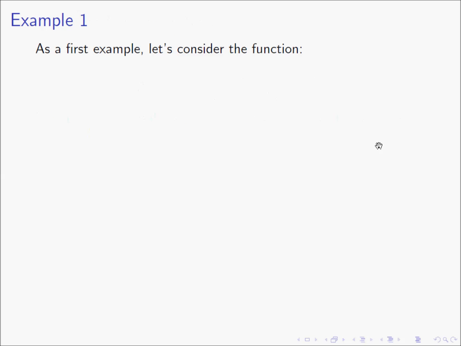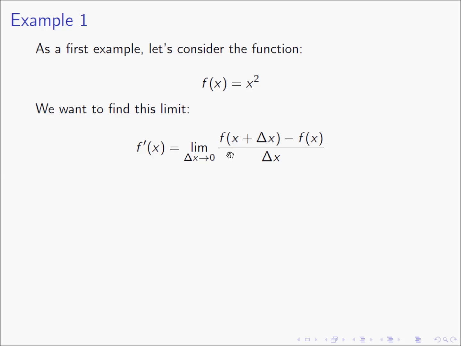So we're going to solve some examples. Here we're going to consider the function f of x equals x squared. To find the derivative, we need to solve this limit, but replacing f by x squared. So here f of x plus delta x will be x plus delta x squared, and f of x is x squared.